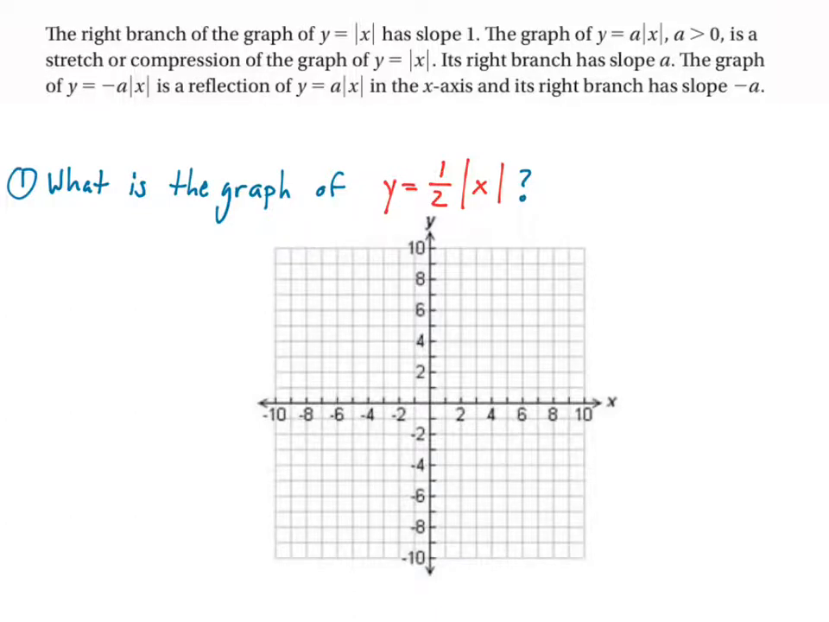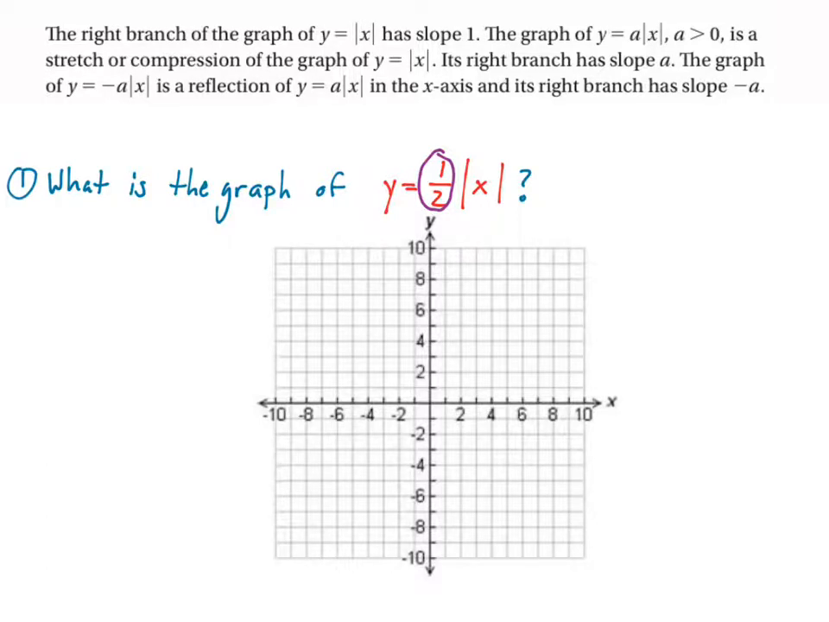All right, and so we're going to use that, and we're going to figure out how we're going to use this to help us apply vertical stretches and compressions. And so in this case, it says, what is the graph of y equals 1/2 the absolute value of x? So since we know the right branch of your original absolute value function had a slope of 1, now that they're trying to compress it by 1/2, that branch's slope becomes 1/2 instead of 1.